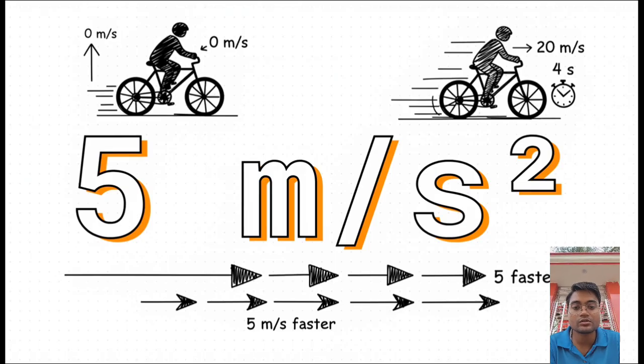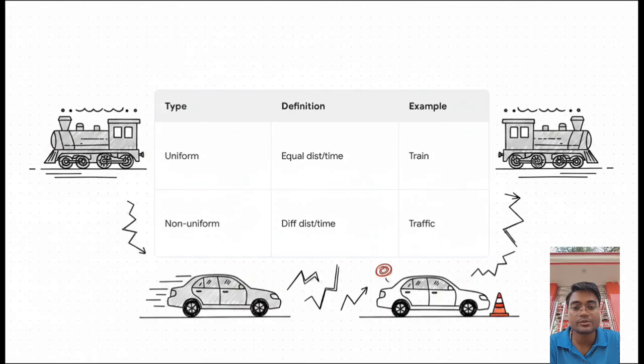How cool is that? Now, this changing of speed leads us to two broad classifications of motion: uniform and non-uniform. Uniform motion means an object covers equal distances in equal amounts of time. Think of a train cruising smoothly at a perfectly constant speed. Non-uniform motion, however, means covering different distances in equal times. A perfect example is a car stuck in heavy traffic, speeding up, slowing down, stopping, and starting. Its rate is constantly changing.